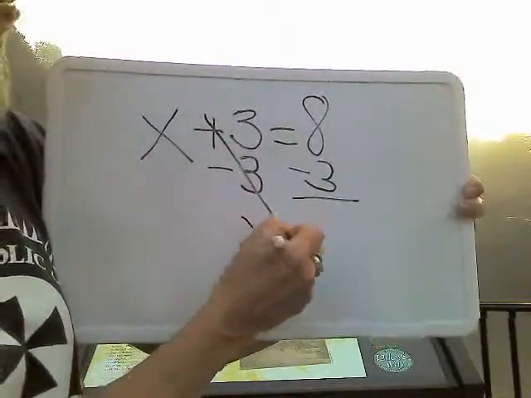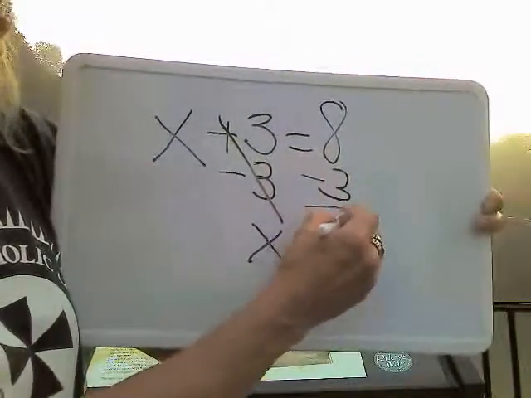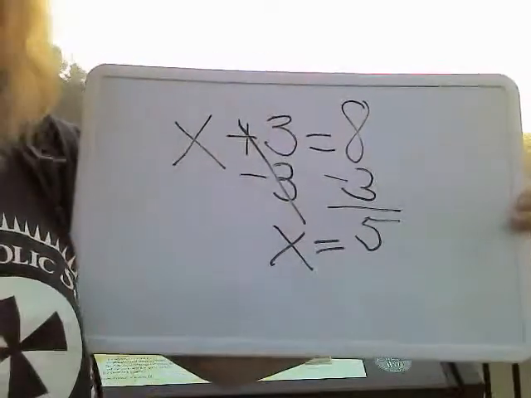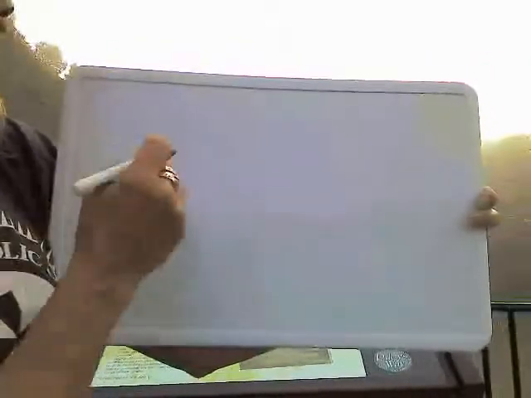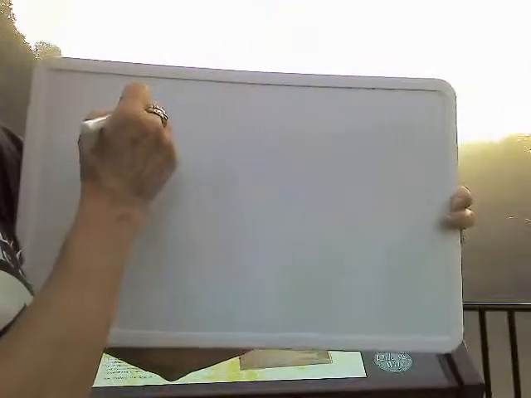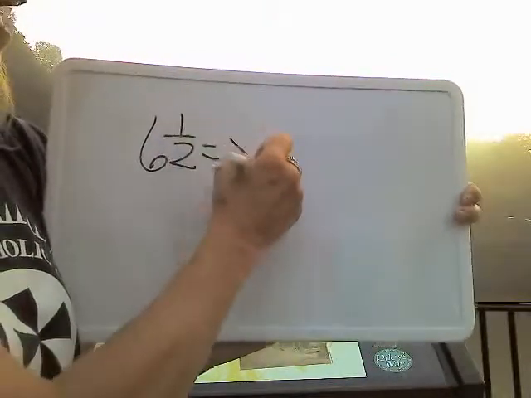I have my x alone. That's my goal. So now 8 minus 3 is 5. That's solving the equation. Now I know you could have solved that in your head. That's an easy one. Let's do one that's a little more challenging. What if I had the x on the other side? What if I said 6.5 = x?